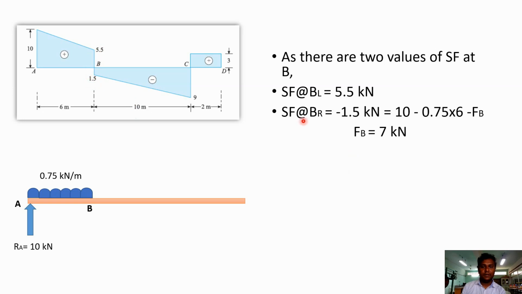So if I consider the shear force at a point B considering the right hand side of the section, and if I consider there is a force at a point B. Now how can we understand there is a force at a point B? Because at a point B there are two values of the shear force, one is 5.5 and second is 1.5. So it indicates that there must be a point load at a point B. So if I assume here there is a point load at a point B which is FB.